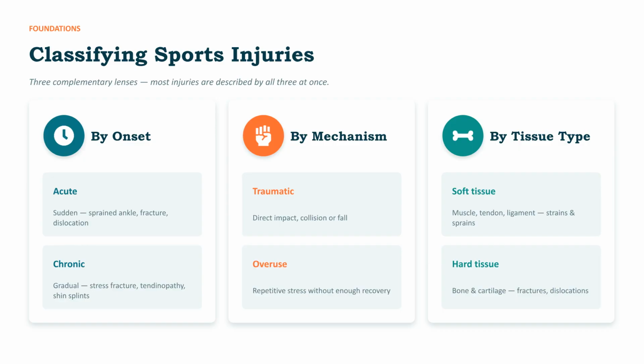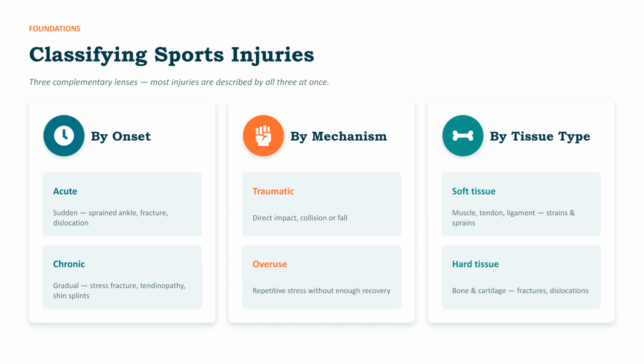We classify sports injuries using 3 complementary lenses, and most injuries are described by all 3 at once. First, by onset. Acute means sudden, like a fracture or dislocation. Chronic means gradual, like tendinopathy or shin splints. Second, by mechanism. Traumatic injuries come from direct impact, collision, or a fall. Overuse injuries come from repetitive stress without enough recovery time.